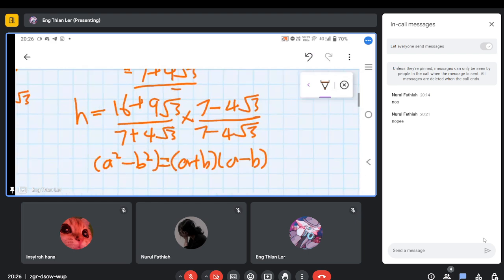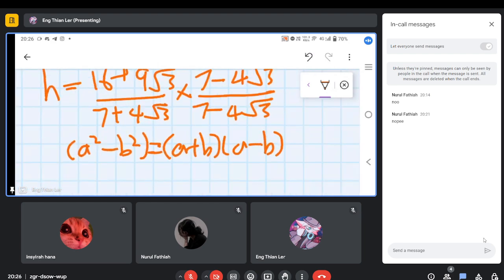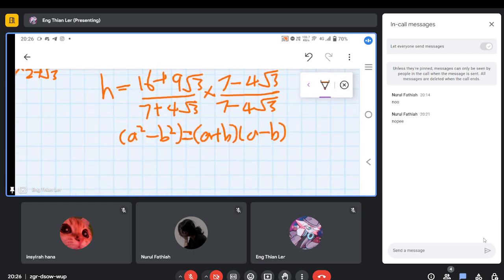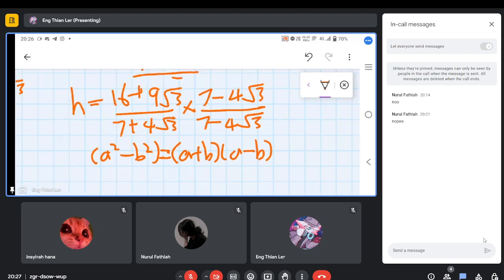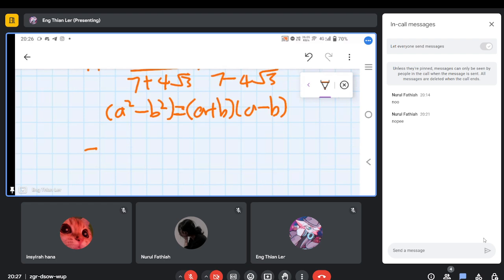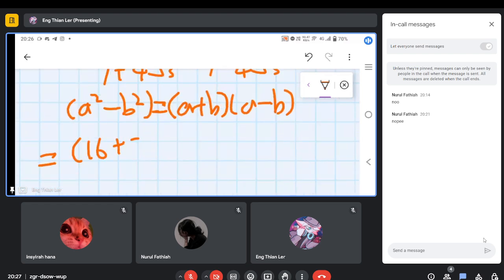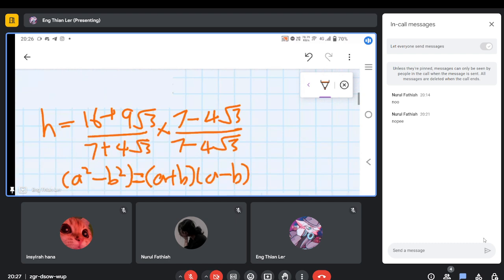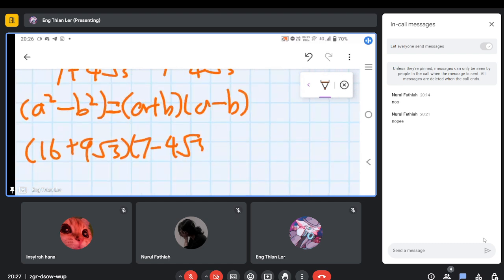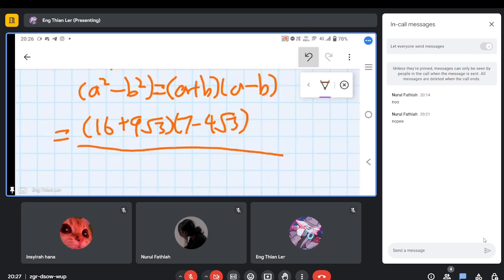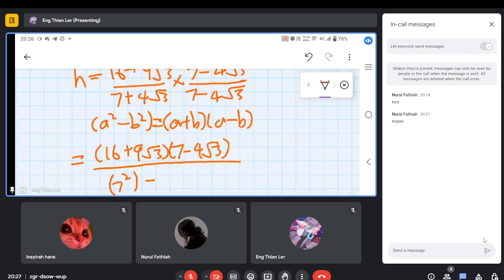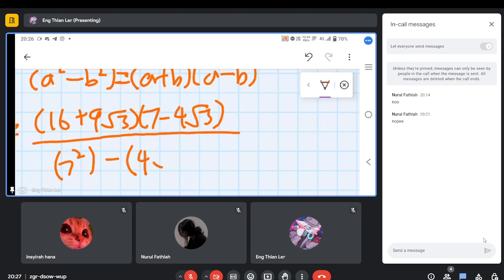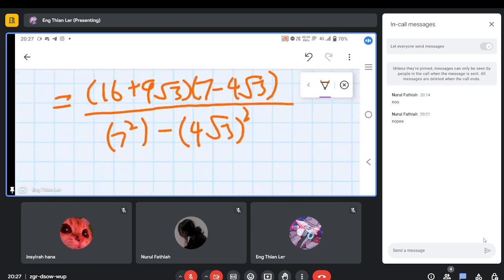The rest is just calculation and expanding. We need to be careful with this. The bottom becomes a squared minus b squared, which is 7 squared minus (4√3) squared. So let's write that at the bottom: the top is (16 + 9√3) multiplied by (7 − 4√3), and the bottom is 7 squared minus (4√3) squared. Now let's expand the top first.